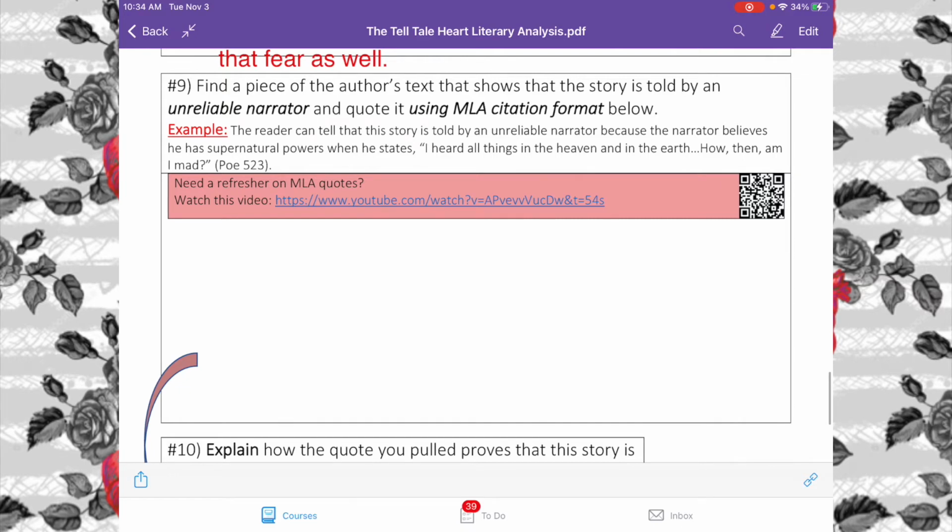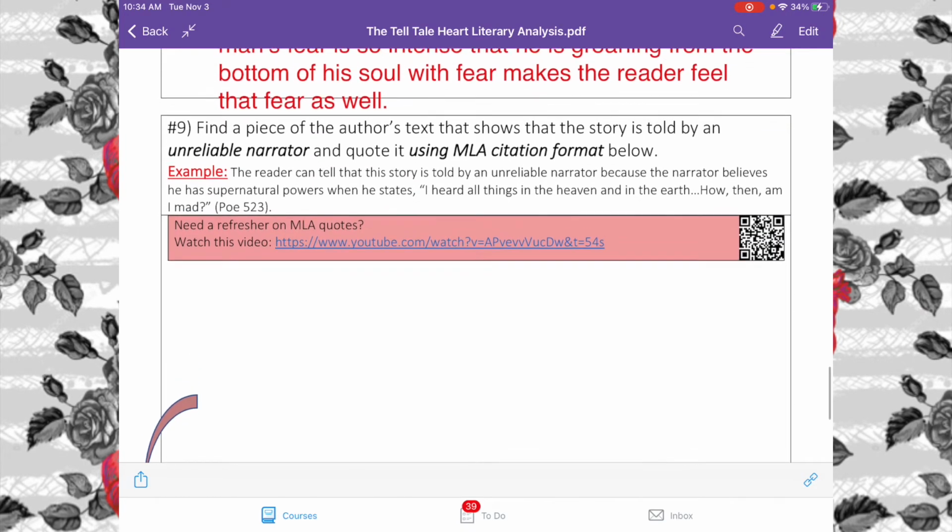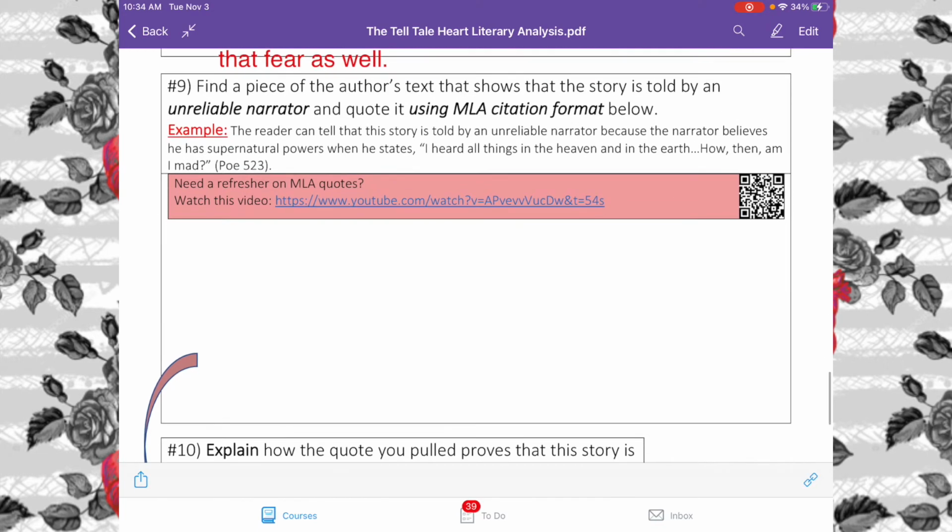Quote it using MLA citation format below. So we're looking for something that proves that our narrator is not a reliable source, that we cannot trust what he is saying. So again, our quotes are in MLA format, so it's going to have 3 pieces: our lead-in, our author's words, and the citation at the end.